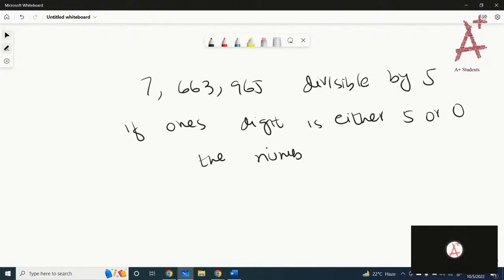Got it? So what is the answer? Yes or no? The answer is yes, because the ones digit is 5. So the number is divisible by 5. Got it? Select the correct option and click on the OK button.